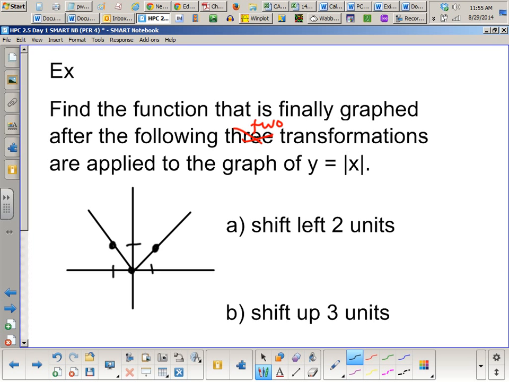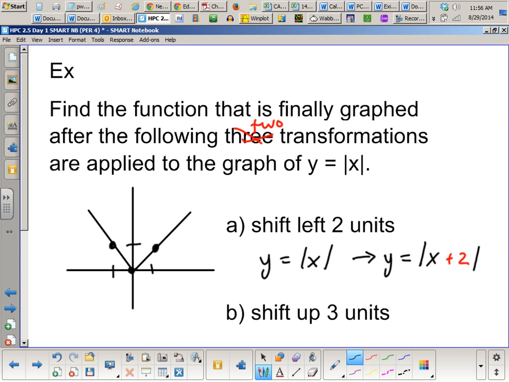So if I were to ask you to shift this left 2, I mean, any 4th grader would understand that. You're just going to move it over to the left 2 spaces, right? But what happens to the function? So y equals absolute value of x would become y equals absolute value of x plus 2. Why? Because according to the handout, a left shift is obtained by adding a number to x. That causes the graph to move left 2.